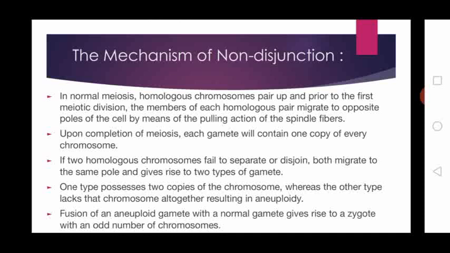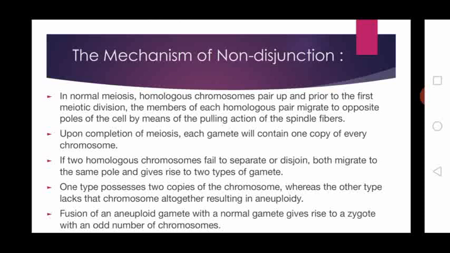So the homologous chromosomes migrate to opposite poles of the cell, and this migration is usually brought about by the action of spindle fibers. Those spindle fibers pull these homologous chromosomes to opposite poles. So upon completion of meiosis, each gamete will contain one copy of every chromosome.